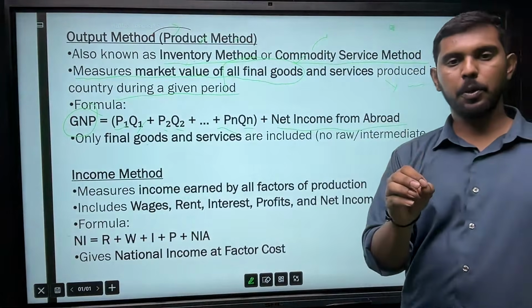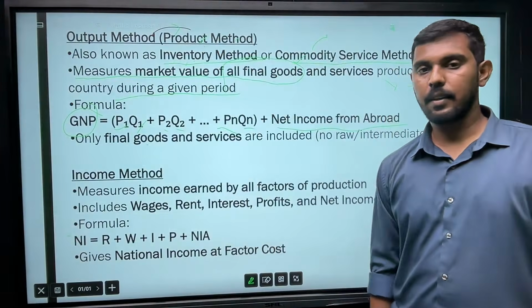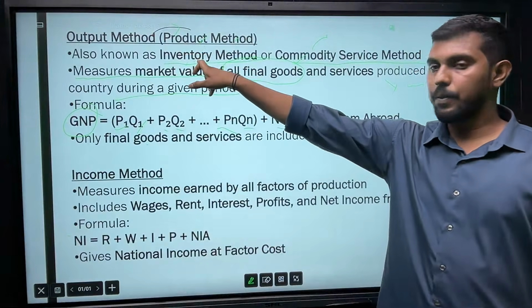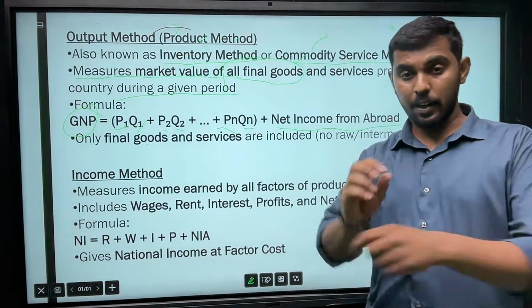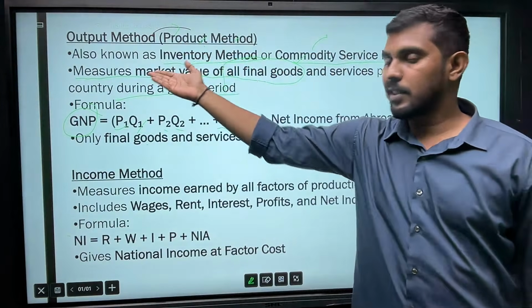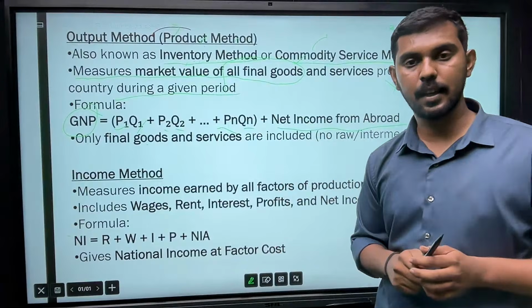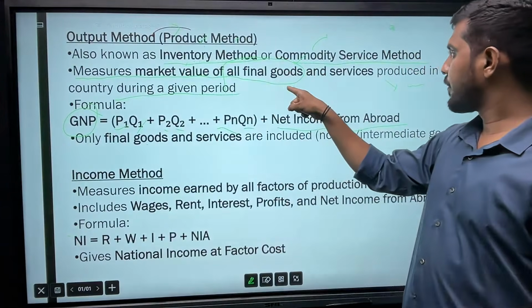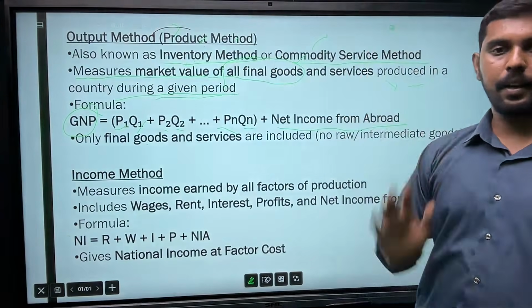Output method. Output method is also known as product method. You can write three names for it: product method, inventory method, commodity service method. What I told in the introduction, write down that only here also. Measures market value of all final goods and services produced in a country during a given period.